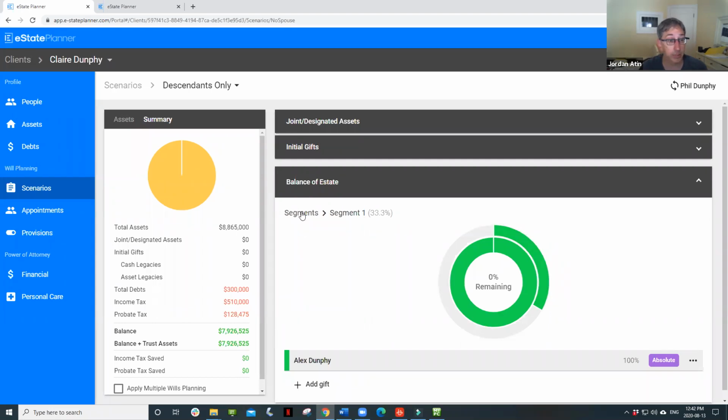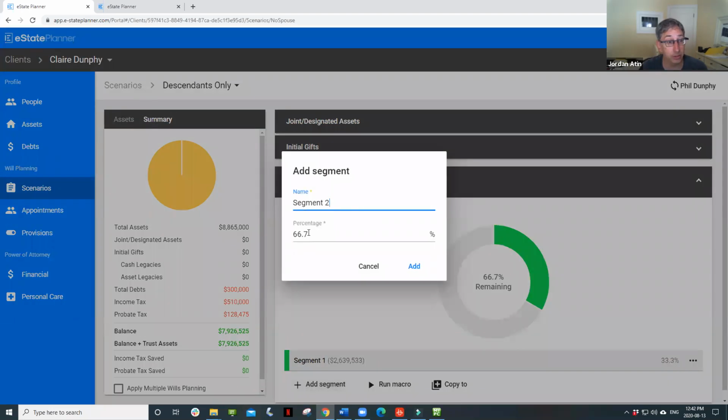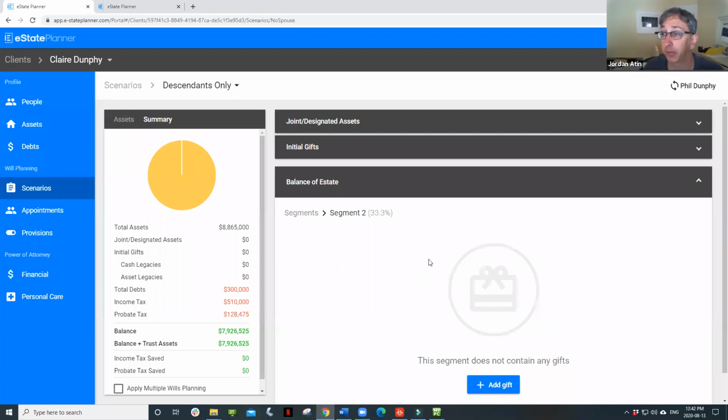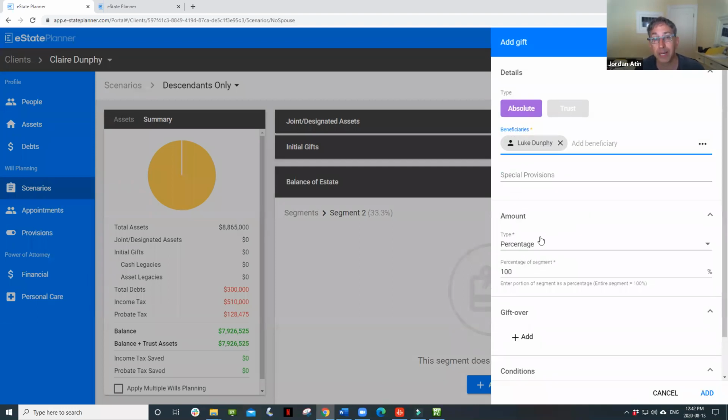Okay. So then we go back to the segments and we click add a segment. And this is going to be segment 2. And this is going to be also a third. So I'm going to actually be building it so that you can do it by parts as opposed to percentage. You'll have the option, but for right now. So then this is going to go to Luke, but in a slightly different way, because we've got a third, but of that third, we want a specific gift to go to someone, a specific amount, in other words, but it's out of this 1/3.